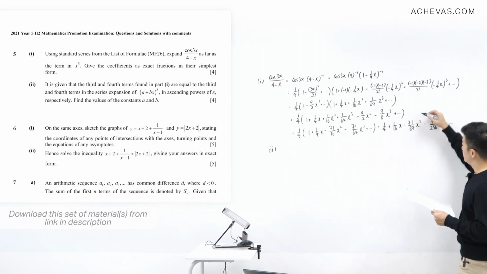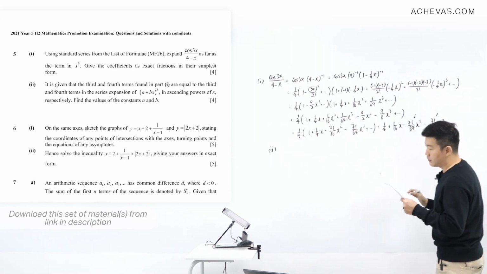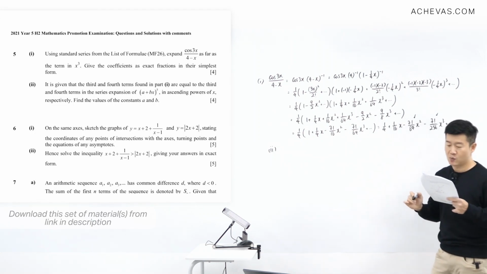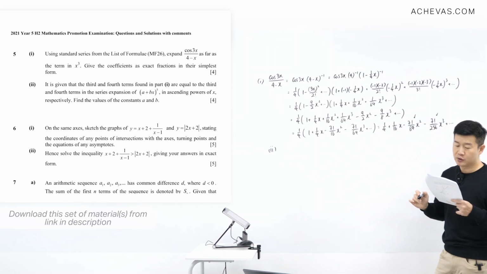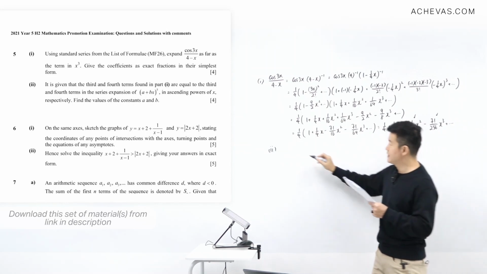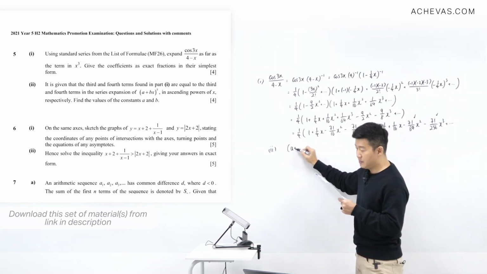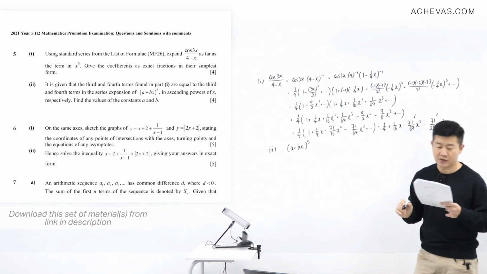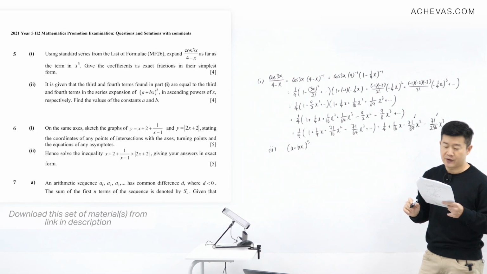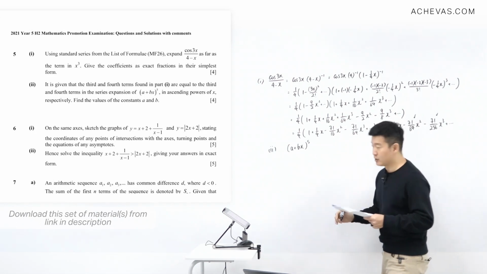So we have the third term and the fourth term. The third and the fourth term found in part 1 are equal to the third and fourth term in the series expansion for a plus bx to the power of 5 in ascending powers of x. So we are supposed to find the values of a and b. So a plus bx to the power of 5.